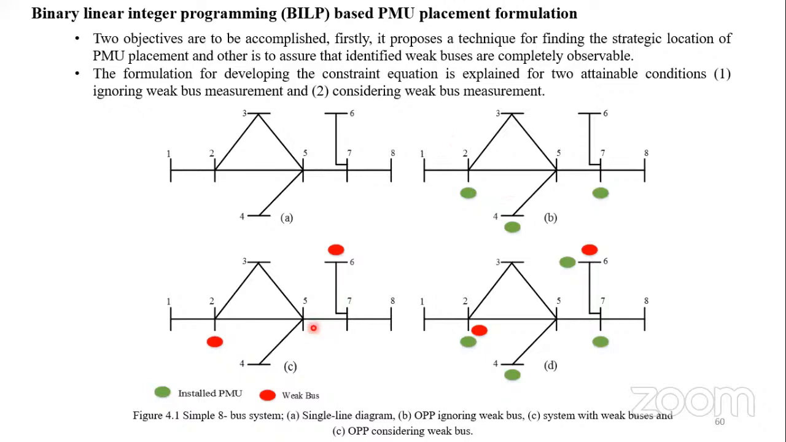And again, we have assumed that bus number 2 and bus number 6 are weak buses, so we have to give them the priority because they are weak buses. So again we did the simulations. We found that bus number 2 is a weak bus, and we successfully installed PMUs at bus number 2, bus number 6 also, and bus number 4 and 7. This is our main objective, that we want to monitor the weak bus directly.